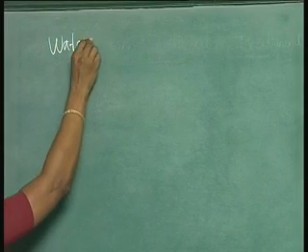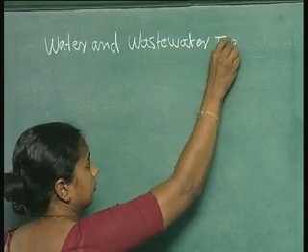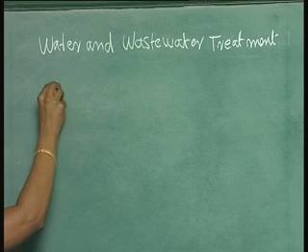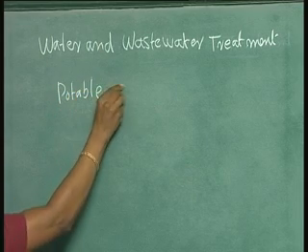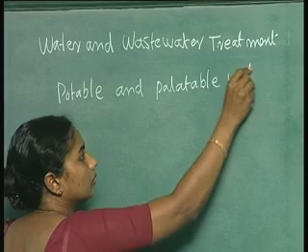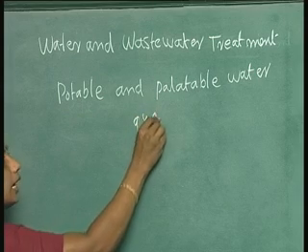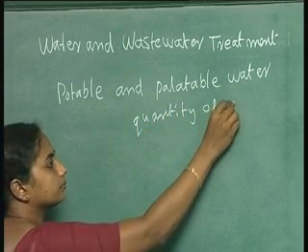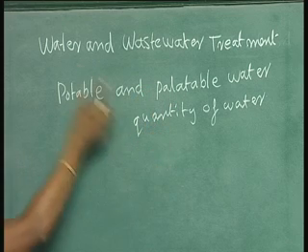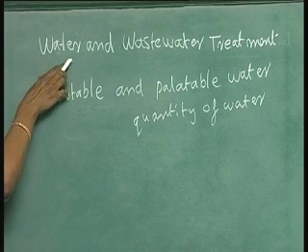Or in other words, in water supply engineering the major objective is to supply potable and palatable water. This will take care of the quality aspect, and we have to supply sufficient quantity. So one aspect is quality and another one is quantity. We have to supply wholesome water, and that too in sufficient quantity. That is the major objective of water supply engineering.